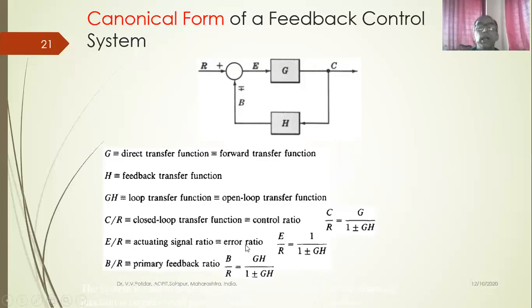Actuating signal ratio or error ratio. So E by R is equal to 1 upon 1 plus or minus G into H. And B by R is called the primary feedback ratio. That is equal to G into H upon 1 plus or minus G into H. So these terminologies we have to remember. Questions might be asked based on these terminologies. Okay. Let us go further.